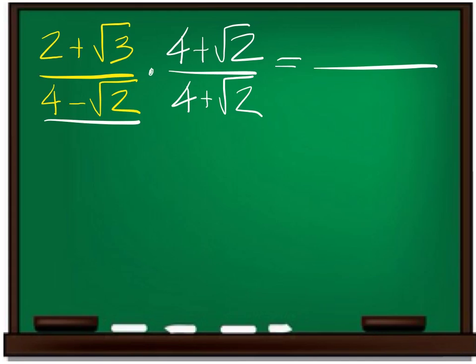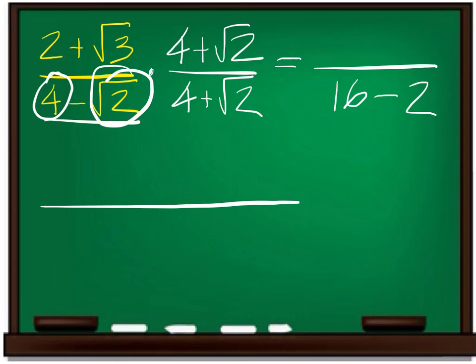On the bottom, a difference of 2 squares works like this. Square this one to get 16, put a minus sign down, and then square this one, which would just be 2. On the top, you have to multiply that out completely. We'll go ahead and simplify the bottom to be 14. And down here on the top, we'll do these multiplications.